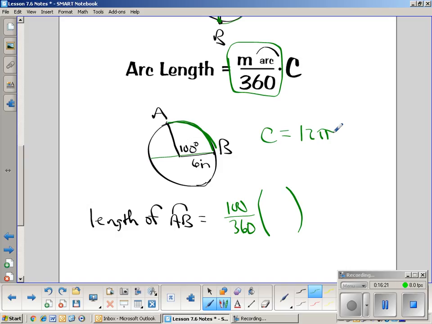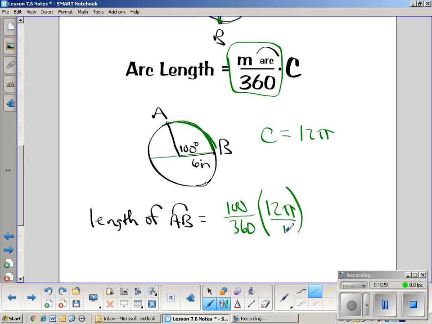Now, even if they say to round this off, you don't want to round there. If you round at that point and then plug your answer in and then round again at the end, you could very likely have rounding errors. You never want to round in the middle of the problem and then round again at the end. Okay? So if we say 12 pi in here, I'm going to put it over 1 to make it a fraction, just like the 100 over 360 is a fraction.